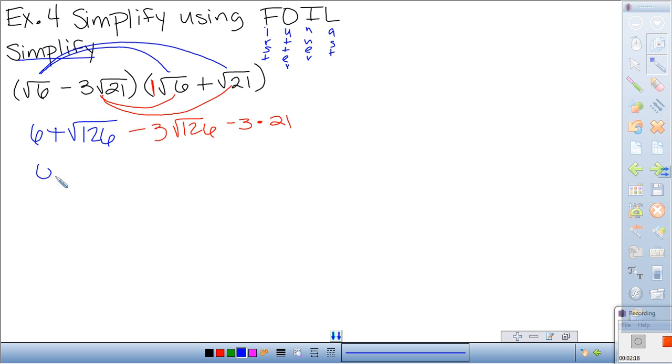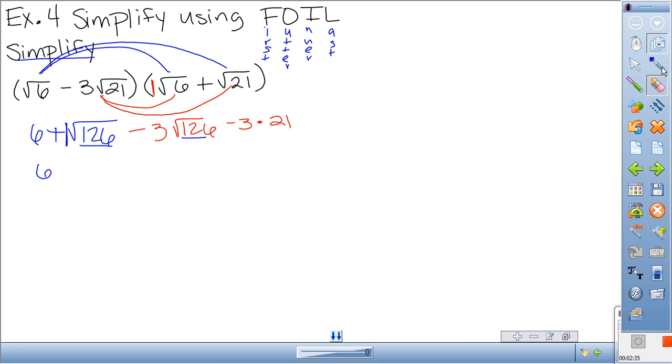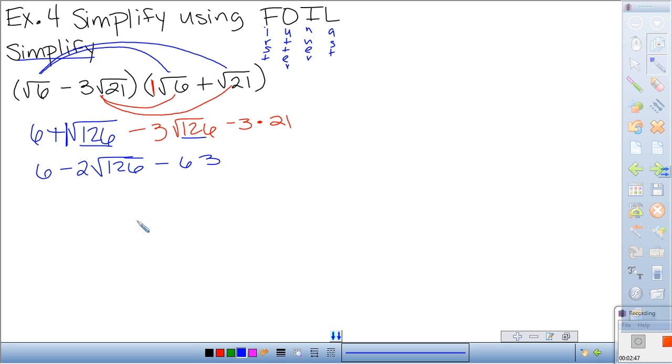I have 6 plus the square root of 126 minus 3 square roots of 126. So that's 1 square root of 126 minus 3 square roots of 126. Notice these are like radicands, so I can subtract them. 1 minus 3. So what happens? Instead of a plus, 1 minus 3 is negative 2 square roots of 126. And then negative 3 times 21 is minus 63. We're not finished, so we can keep simplifying. We can do 6 minus 63, which gives me negative 57.